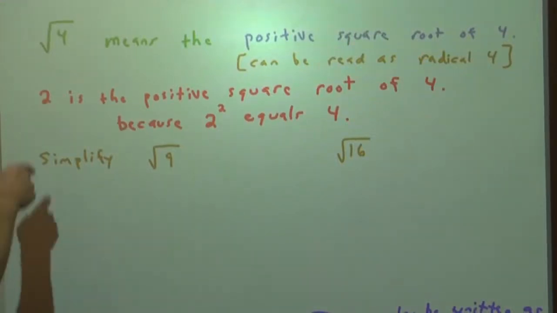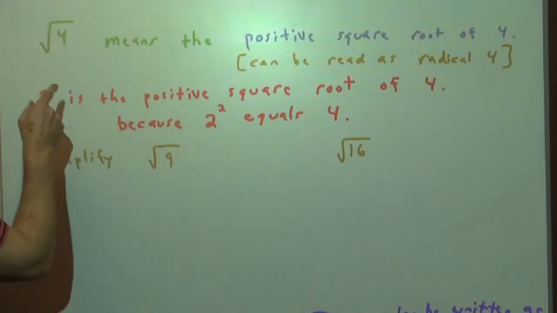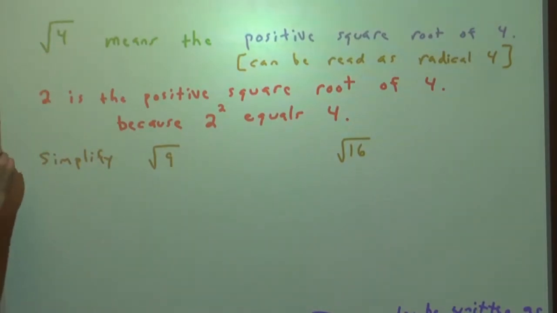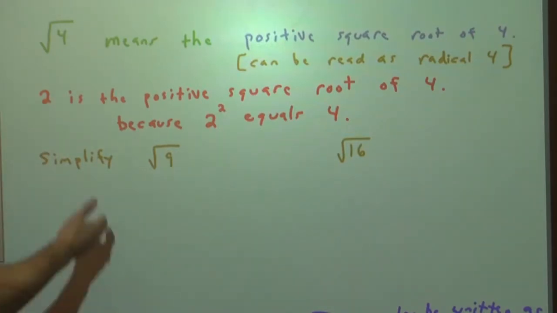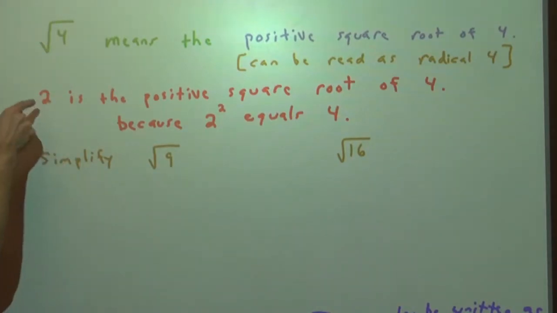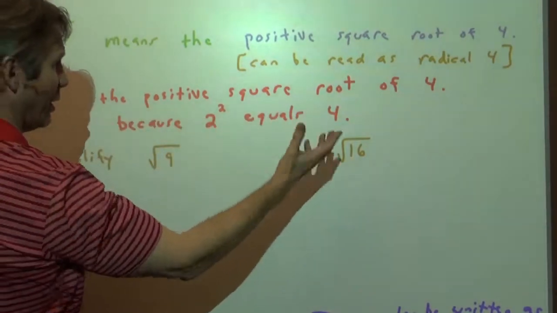We tend to call this the square root of 4. In reality, we should be calling this the positive square root of 4, or the principal square root of 4, or radical 4. We'll make more of a big deal about that later, but let's try to get in the habit of doing it. It does mean just get the positive square root of 4, which we know is 2, because 2 squared equals 4.